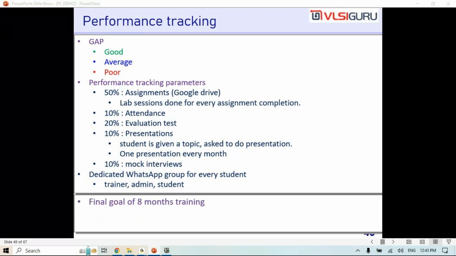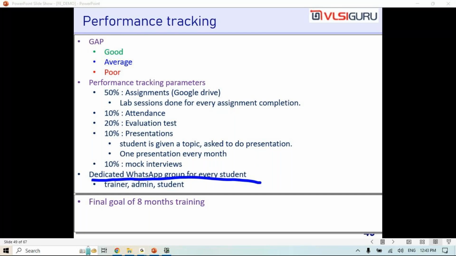And we will create one dedicated WhatsApp group for every student. Some of you might have already enrolled and might have one WhatsApp group. You have to use that group whenever you need support. It could be as simple as, I didn't get the course material, I need a support session today, I need a mock interview. That is a group where you can connect with our team and get the support.